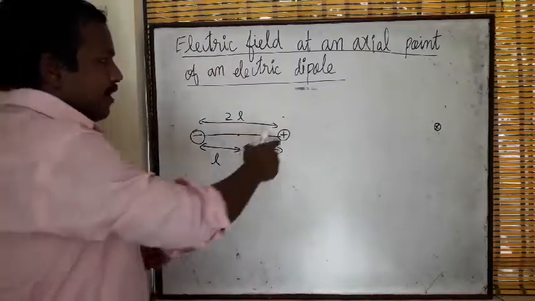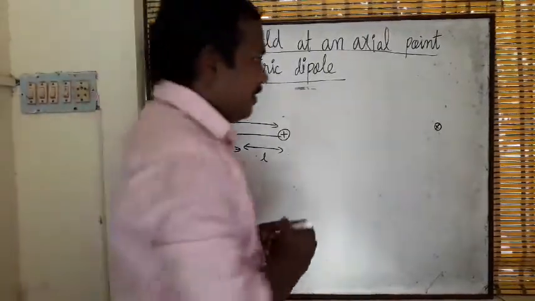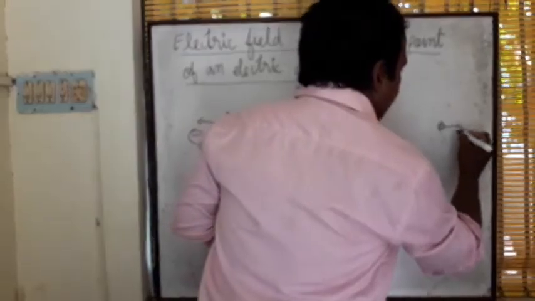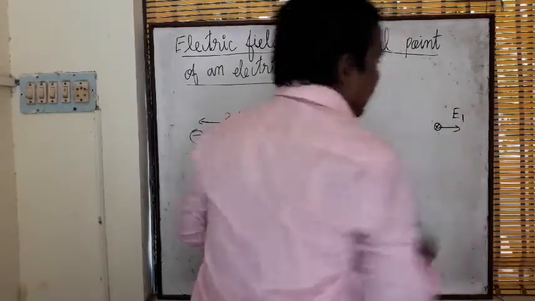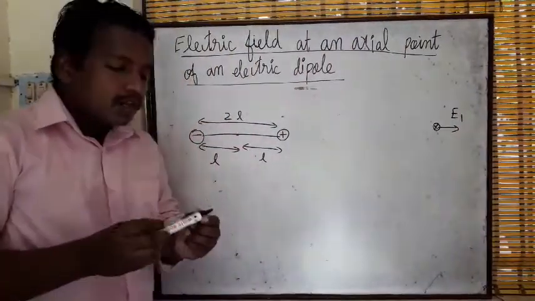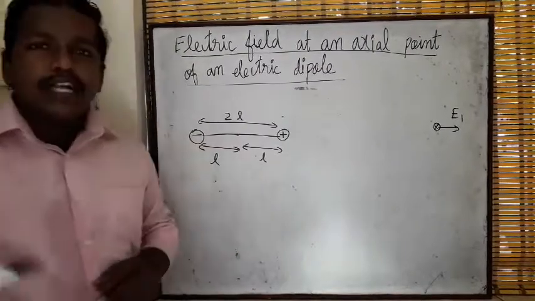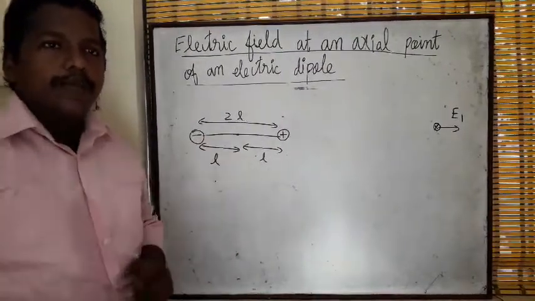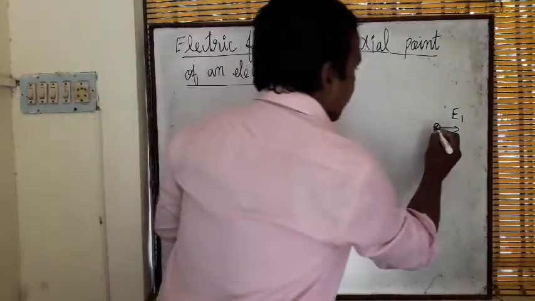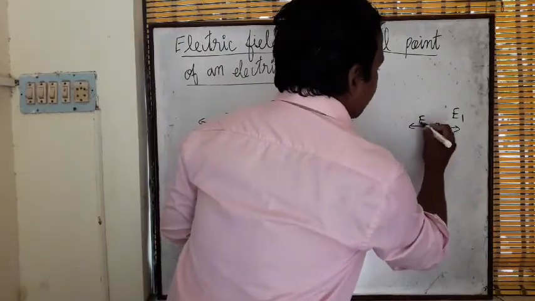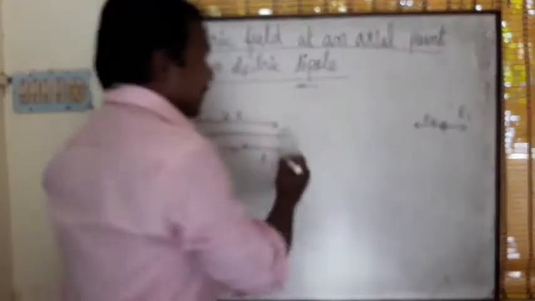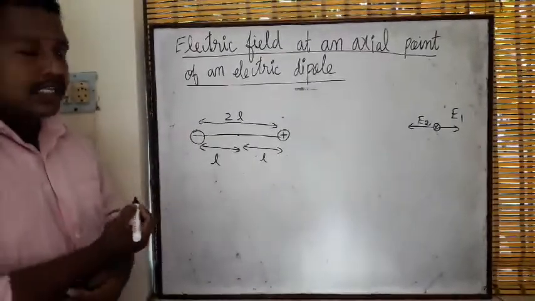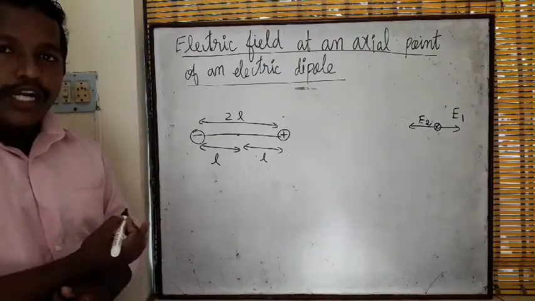Okay, from the plus, electric field will be pointing outwards. That one we can call E1. From the minus, the electric field is going to point towards it. So we can take it as negative side, E2. From plus, the electric field will be outwards. From minus, the electric field is pointing towards.